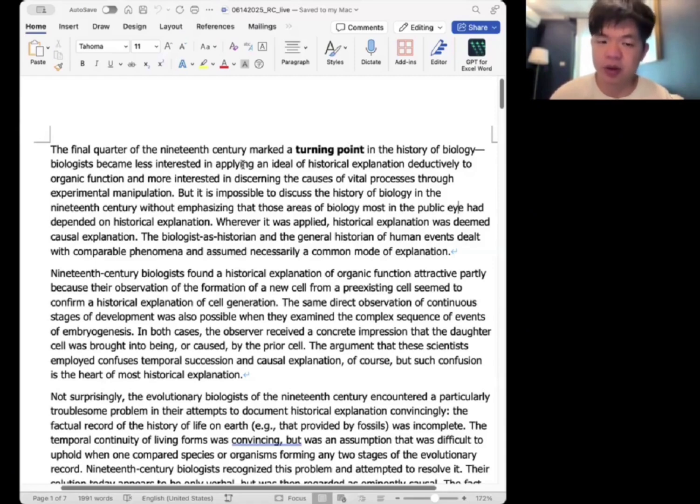In other words, there are not many who take explanations from the field of history and try to apply them to biological structures or organic functions. This kind of approach has become less common, and people are less interested in it. I'm more interested in discerning the causes of vital processes through experimental manipulation. In other words, they are more interested in this kind of thing. They are interested in identifying, that is, the origins behind the mechanisms of life. And what method do they use to identify them? They are more interested in using experimental methods to do so.